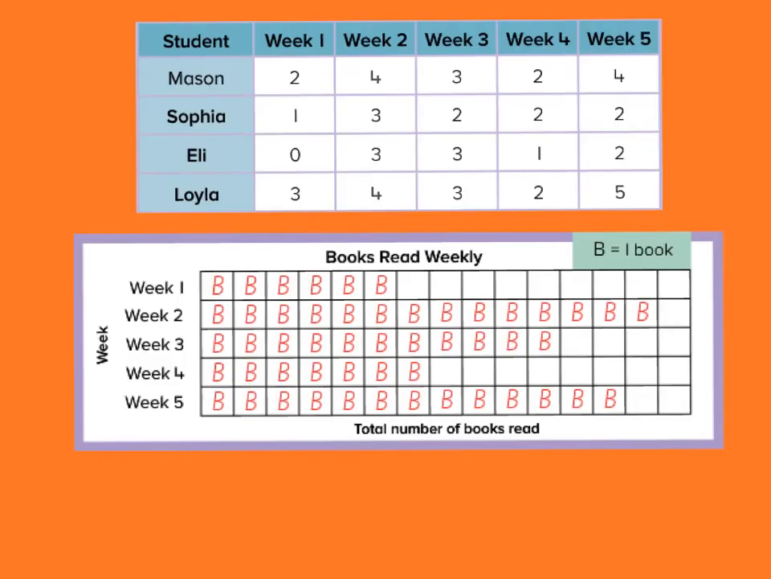This time I have a picture graph that shows the total number of books read by all the students each week. So this one is slightly different. My title is Books Read Weekly, and I have my weeks down this side this time. And each B represents one book, and it's the total number of books read in the week. So if we go up here and look at week one, Mason read 2, Sophia read 1, Eli read 0, and Loyola read 3. So that is a total of 2, 3, 6 books read for week 1.